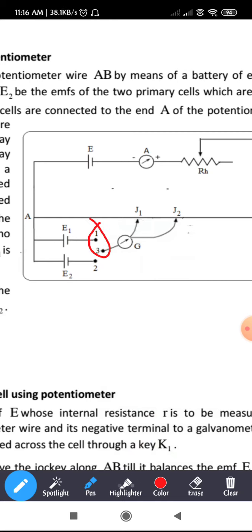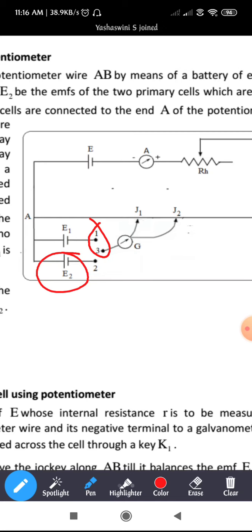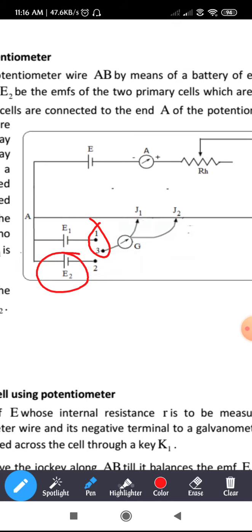So now what we are going to do is, first we are going to close the key between 1 and 3. Okay, so 3 and 2 is an open circuit. Now 1 and 3 is a closed circuit. That means that the cell which has been taken as the second cell, that is the Daniell cell, will be an open circuit, so no current flows through this part. Only this cell will be activated. Okay, E1 will be activated. So once I close the key between 1 and 3, the E1, that is the Leclanche cell, will be activated.